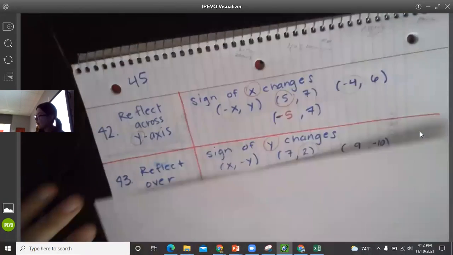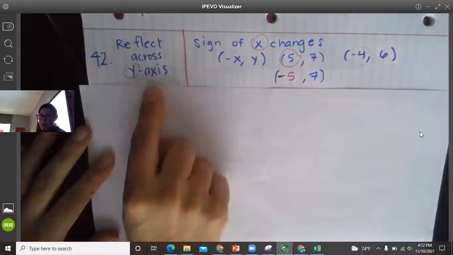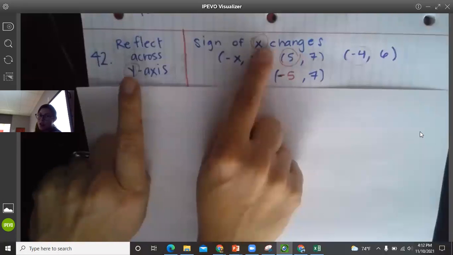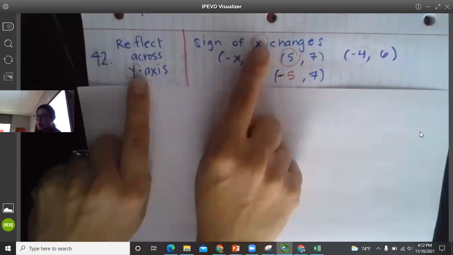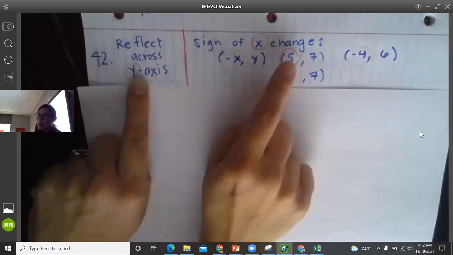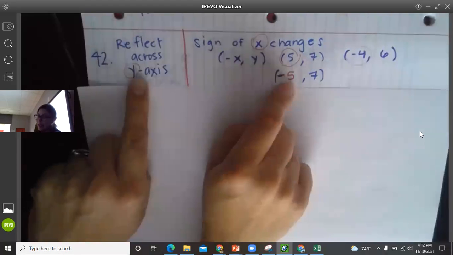So if we reflect across the Y-axis, it's the opposite that changes. We reflect across the Y, the sign of the X changes. So that's positive, negative. So we would write it like this. Here's the X, the first number. And so, here's an example. If it's a positive 5, then it would change to a negative 5.